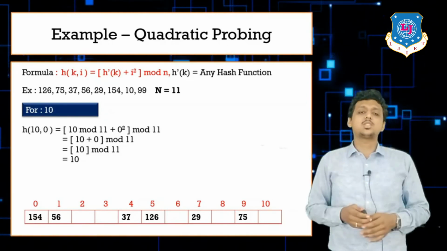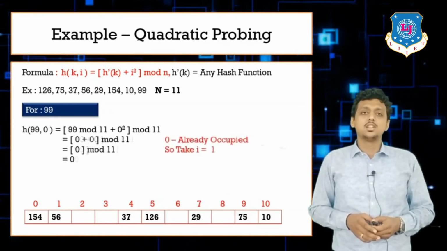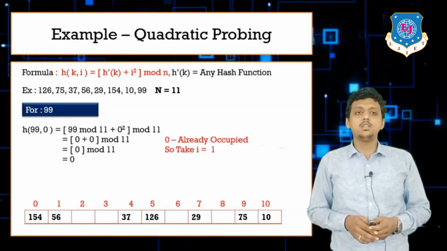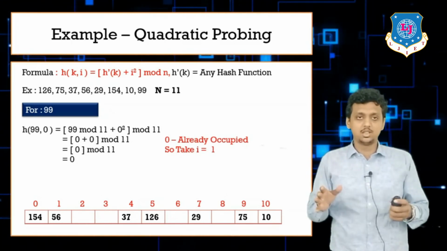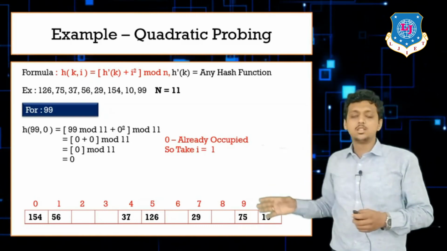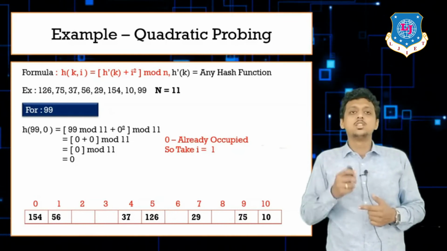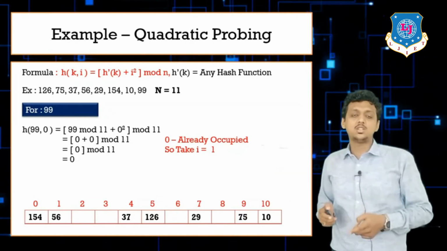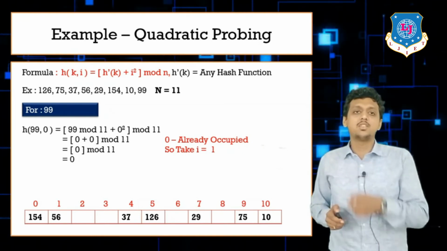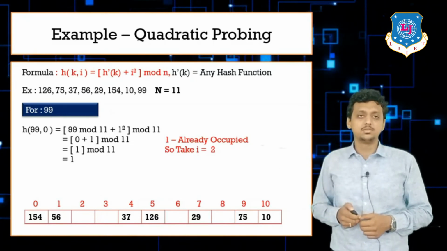Now the last value, that is 99. 99 mod 11 becomes 0. But index 0 is already filled up, so position 0 is not empty. So what you need to do is increment i from 0 to 1. That becomes 99 mod 11 plus 1 square. See, instead of 0 square it now becomes 1 square, so the answer is 1.